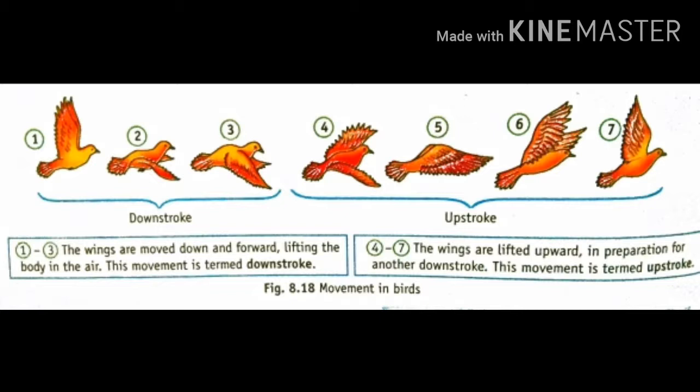The birds can fly because their body is well suited for flying. Their bones are hollow and light and the body is streamlined. The bones of the hind limb are typical for walking and perching.